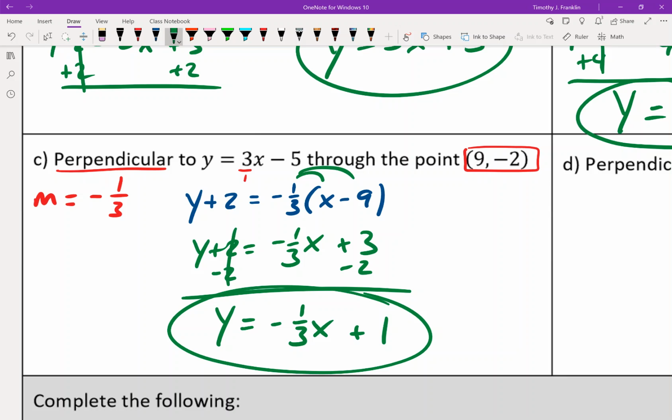Okay, so again, perpendicular: flip the slope and change the sign. So 3 becomes negative 1/3 for our slope, and then point slope form to get the other part of the equation.